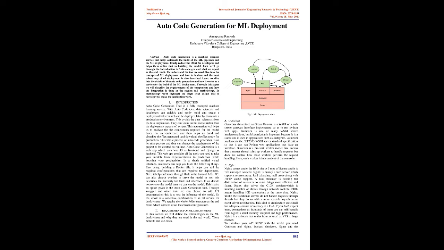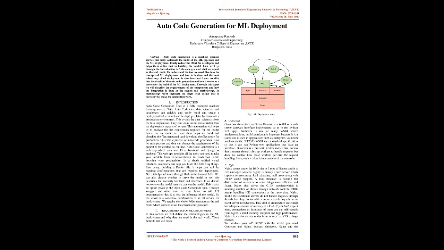Introduction. Auto code generation tool is a fully managed machine learning service. With auto code gen, data scientists and developers can quickly and easily build and create a deployment folder which can be deployed later by them into a production environment. This saves the data scientists from task duplication. They can focus on the model rather than the deployment aspects of scripts. This automation tool helps us to analyze the components required for the model based on user preference and then helps us build and visualize the files generated and download the files ready for production.